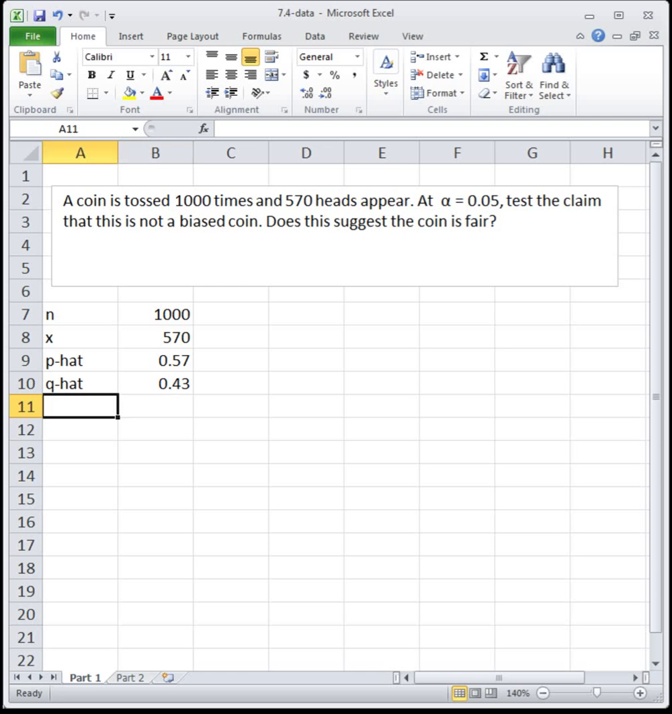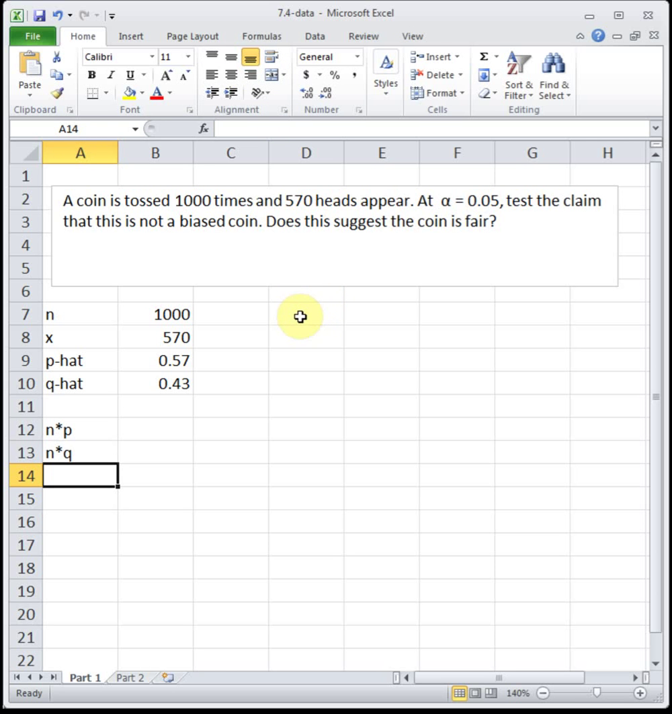Since this is a hypothesis test for proportions, we need to do the check to verify that we can approximate this distribution by the normal distribution, that nothing weird is going on. So we need to check n times p and n times q. So let's see, we need to figure out what we're saying for p and q.